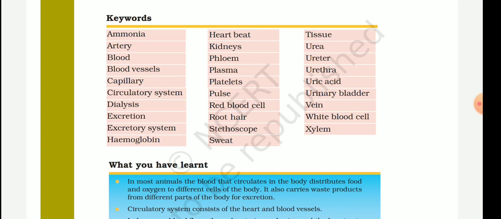Hemoglobin, I told you, is present in the RBC, a red color pigment. It binds with oxygen to form oxyhemoglobin, with the help of which the oxygen is transported to various cells. It also gives red color to the cell.